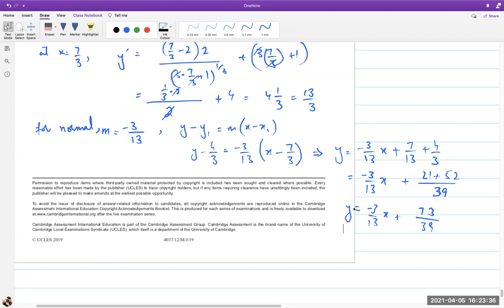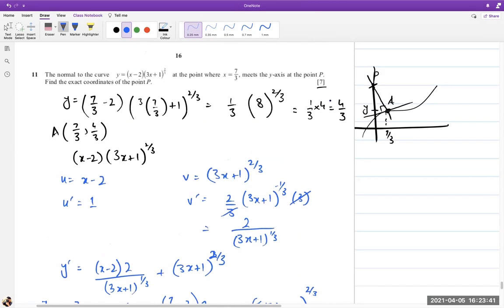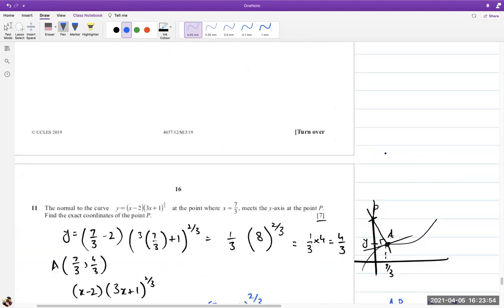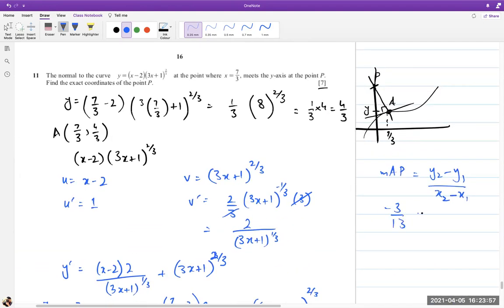If you didn't want to find the equation of the line, what you could have done is put this gradient equal to, knowing that this gradient is between p and a, I can say that the gradient of ap is equal to y2 minus y1 over x2 minus x1. Since the gradient I know is minus 3 over 13, minus 3 over 13 is equal to y2, which is 4 by 3, minus y1, which is unknown, divided by 7 by 3 minus 0, because that is the x value over there. Once you figure this out, you will also see that it's going to be the same value.